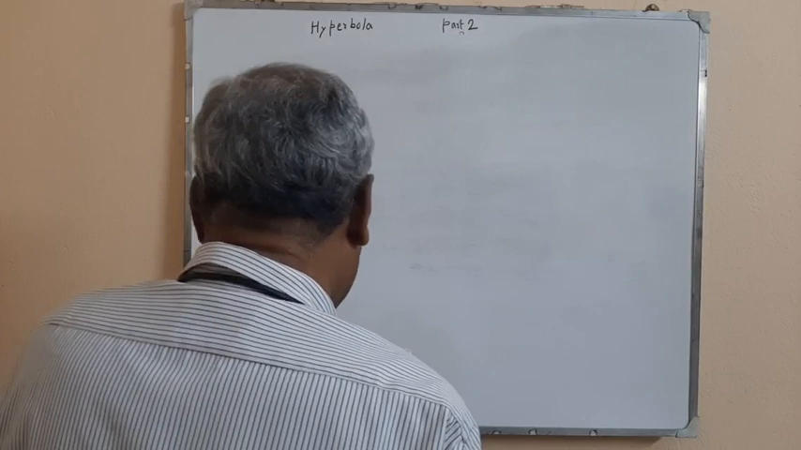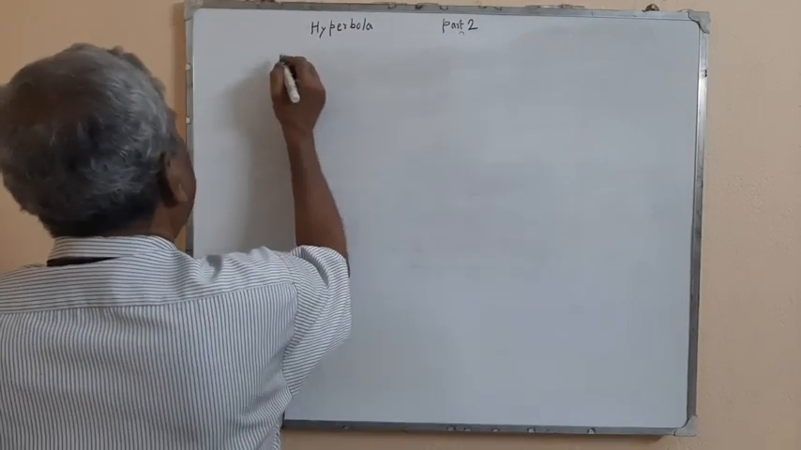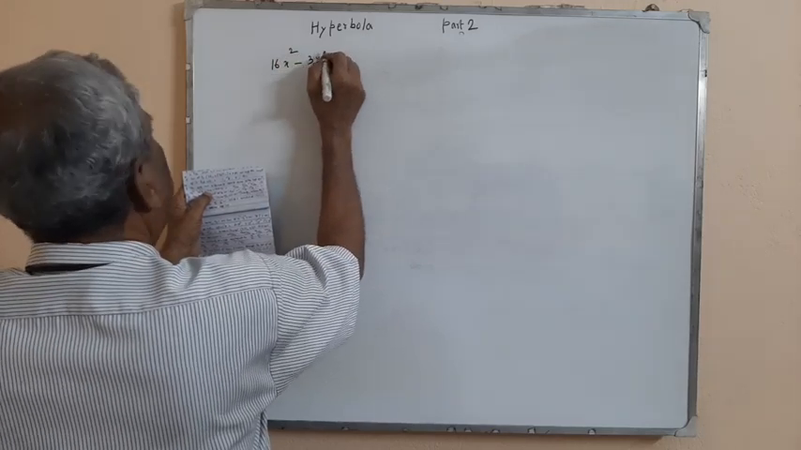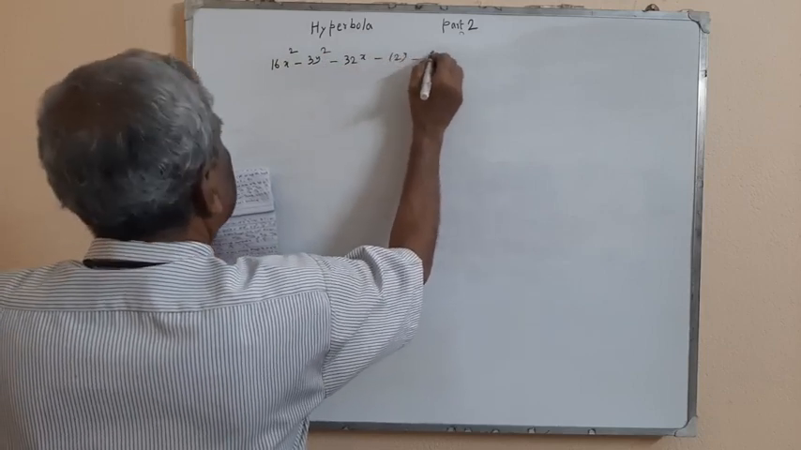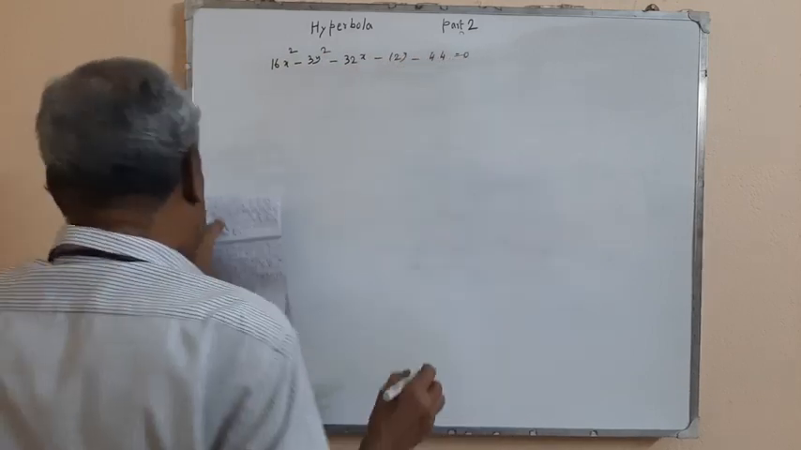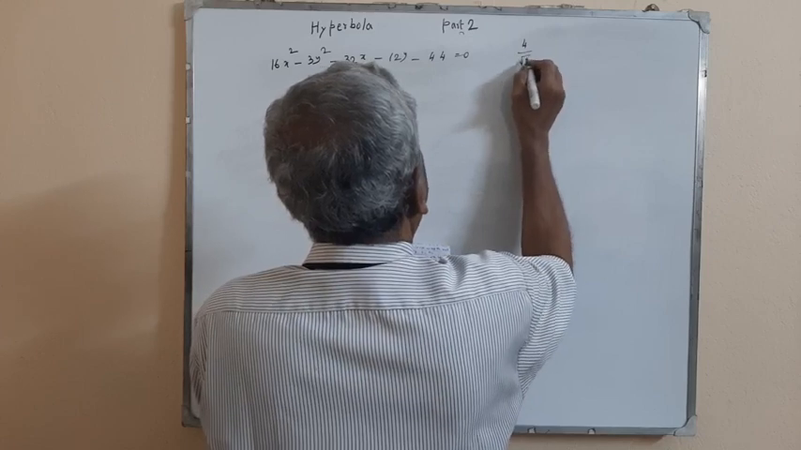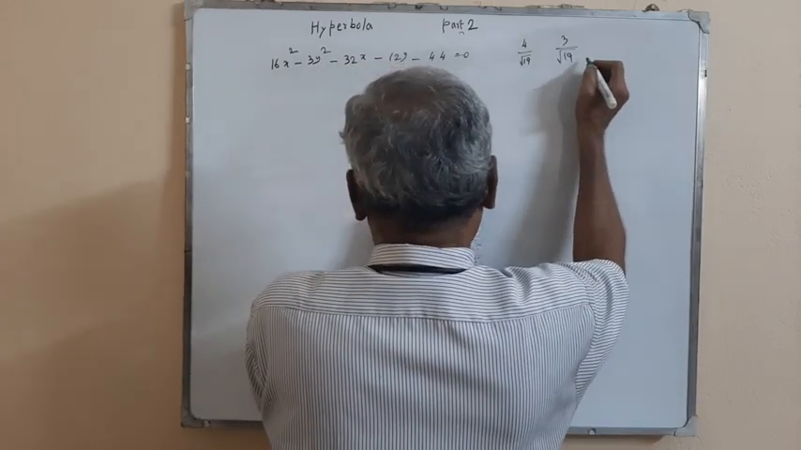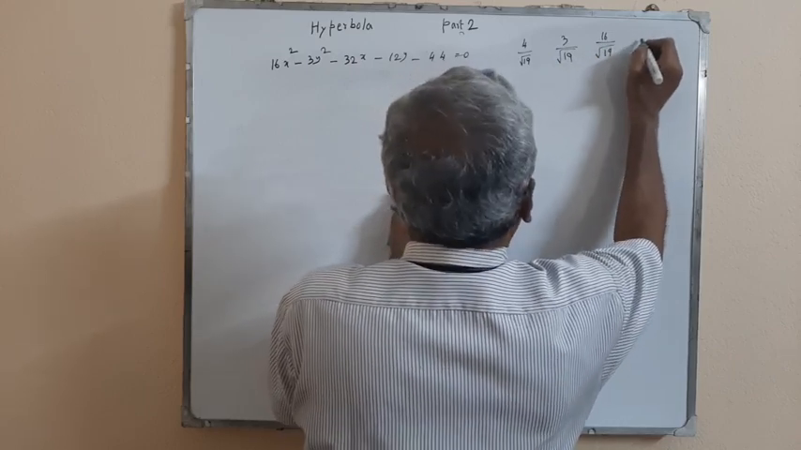The distance between a focus and corresponding directrix of the hyperbola 16x² − 3y² − 32x − 12y − 44 = 0 is. Options: 4 by root 19, 3 by root 19, 16 by root 19, and root 19.